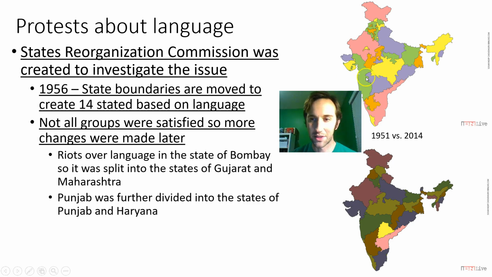And so you can see the differences between the map in 1951, basically right after the Constitution was written and the state borders were set up, versus today, where there's a lot more division. Over time, it's been chopped up and the borders have moved around, so there's a bit of a patchwork going on in this 1951 map versus more uniformity, but it's more chopped up in this one.